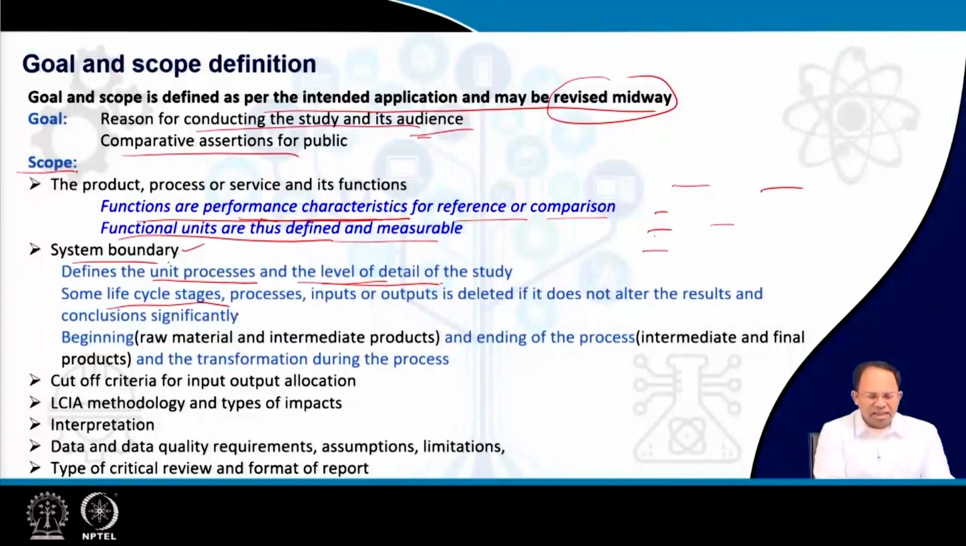Some life cycle stages, processes, inputs or outputs are deleted if they do not alter the results and conclusions significantly. So that is what I was saying, that some of the stages, some of the processes, some of the inputs and outputs, if they are the same among all the different options that we are comparing, then we can even ignore them. The other thing is the beginning and ending of a process.